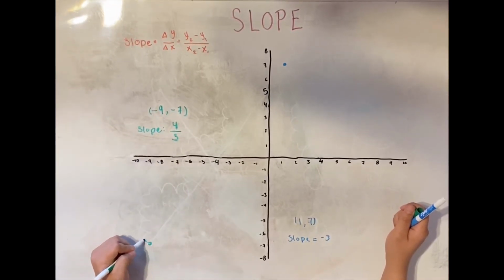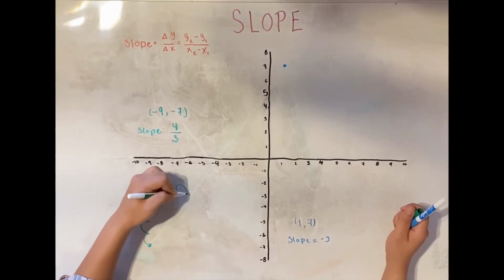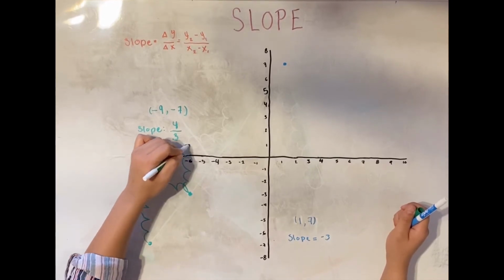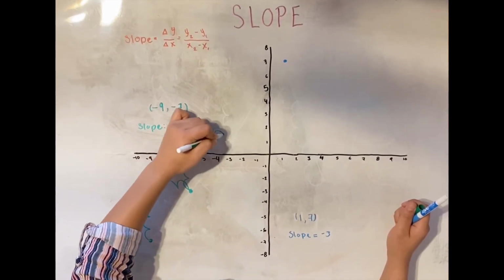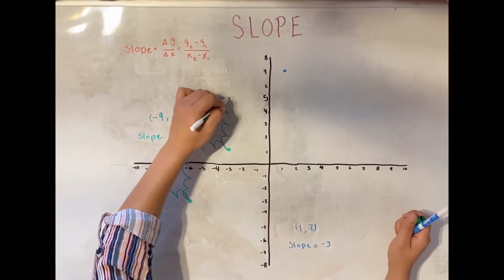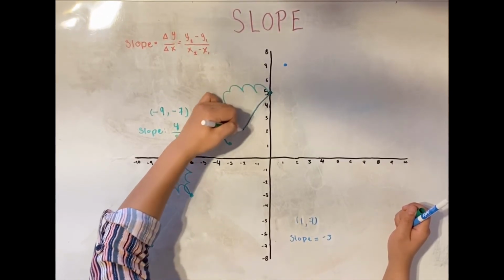So it's going to be up 1, 2, 3, 4, over 1, 2, 3. Here's our first point. Next point, up 1, 2, 3, 4, over 1, 2, 3. Here's the next point and last point, up 1, 2, 3, 4, over 1, 2, 3. And here's our first line.